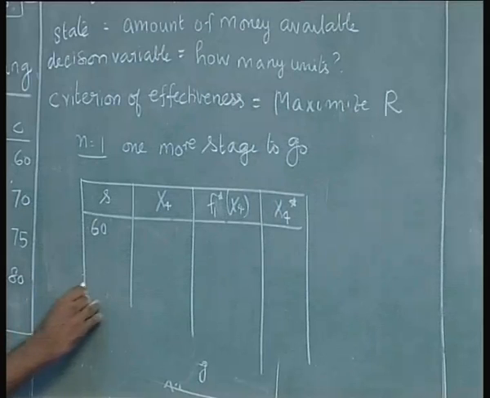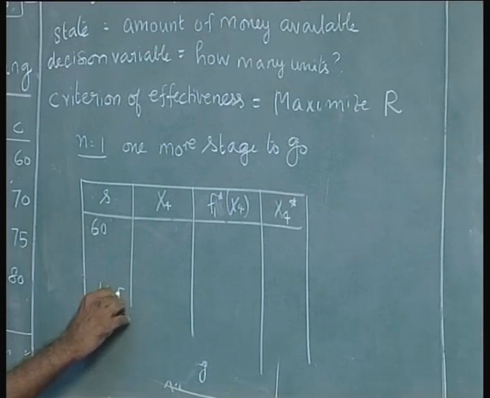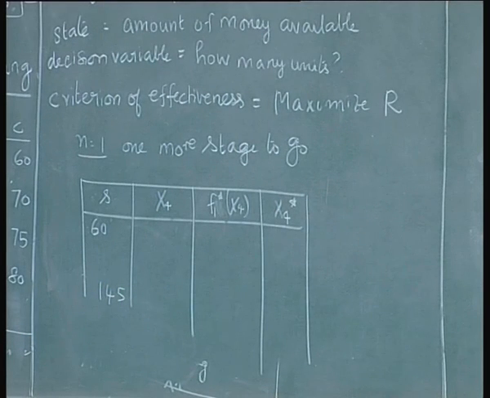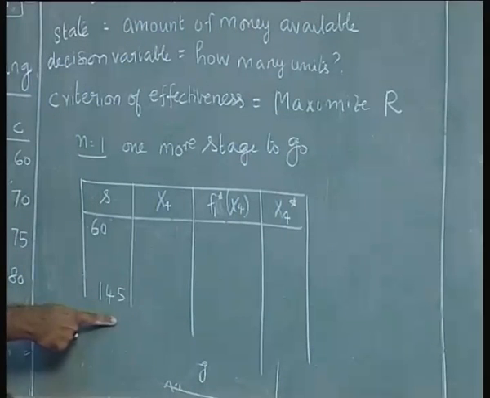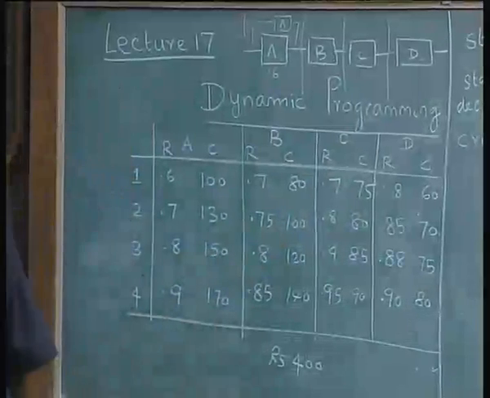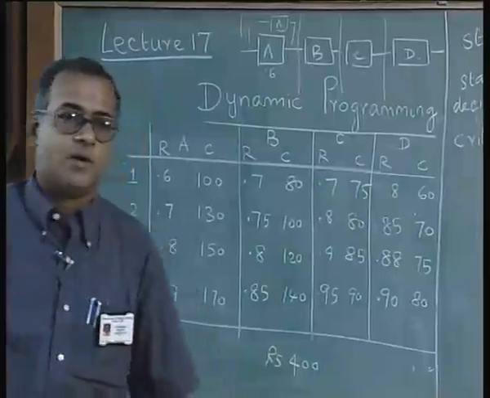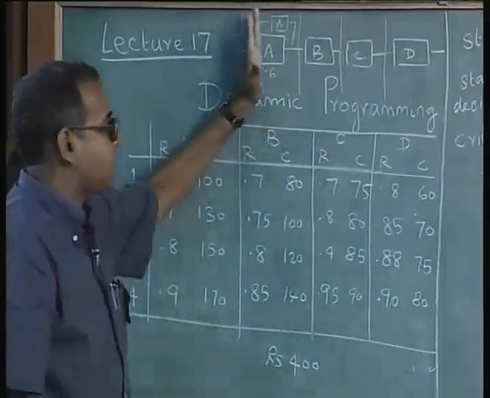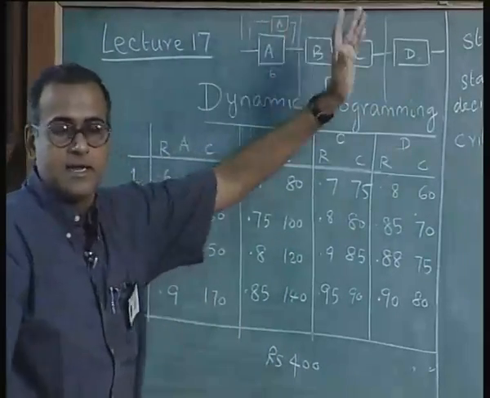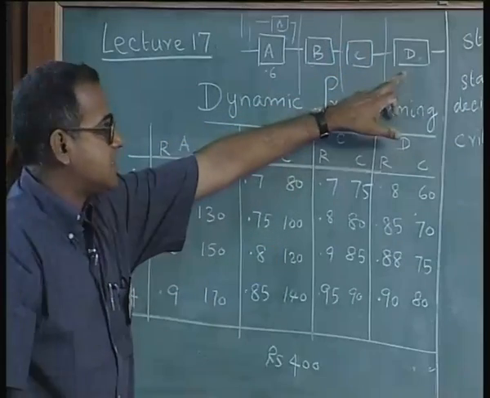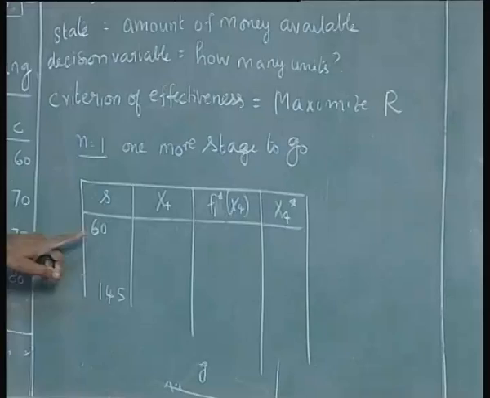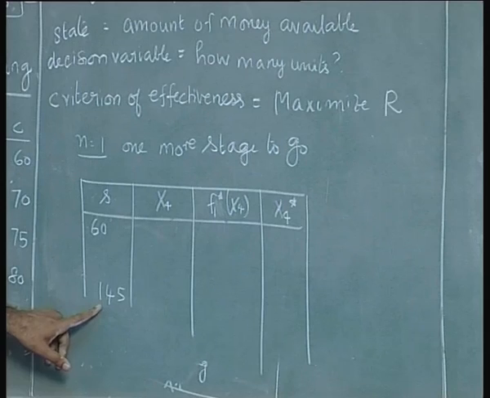So the maximum that the state variable will have here is 145, because if I have anything more than 145 allocated for D or available for allocation to D, it means that I will not be able to buy one of A, one of B, one of C, and therefore my reliability will be 0. So I make an assumption that I have at least one of A, B, C and D, therefore the resource available for D can vary anything from 60 to 145.